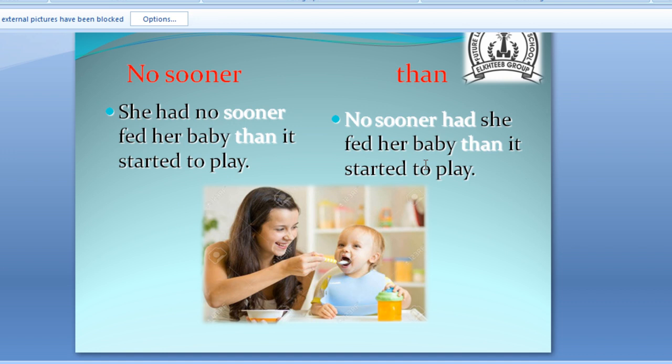No sooner can be used at the beginning or in the middle of the sentence, and remember, the linking word is than. But when you use it at the beginning of the sentence, don't forget, invert the subject and the helping verb. She had no sooner fed her baby than it started to play. No sooner here is between had and the past participle. No sooner had she fed her baby than it started to play.